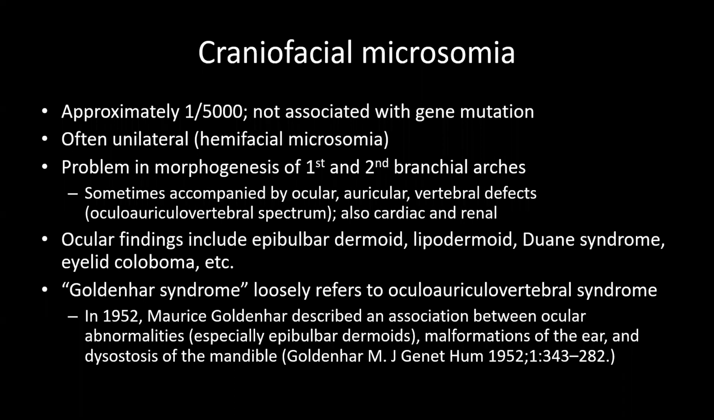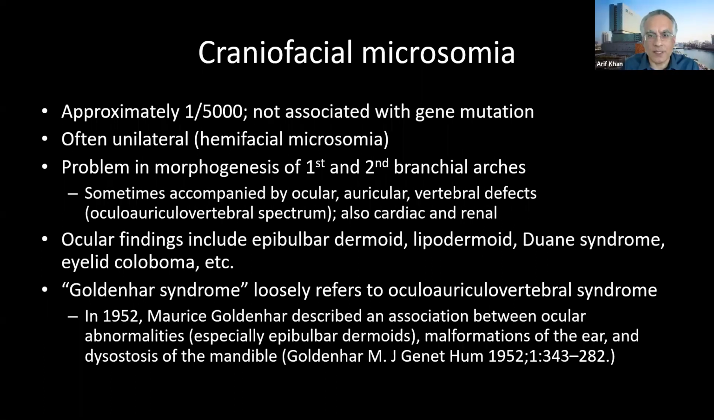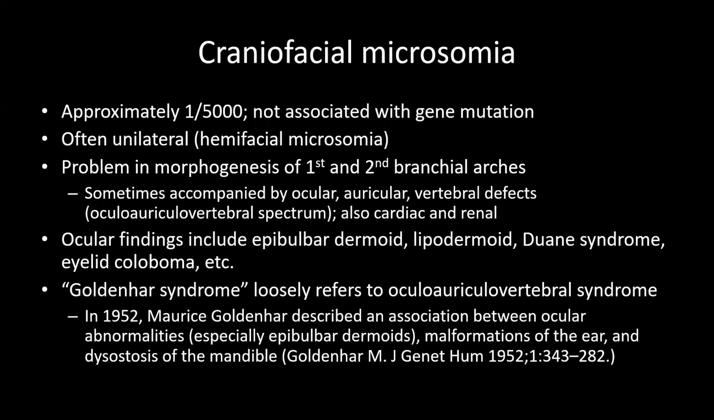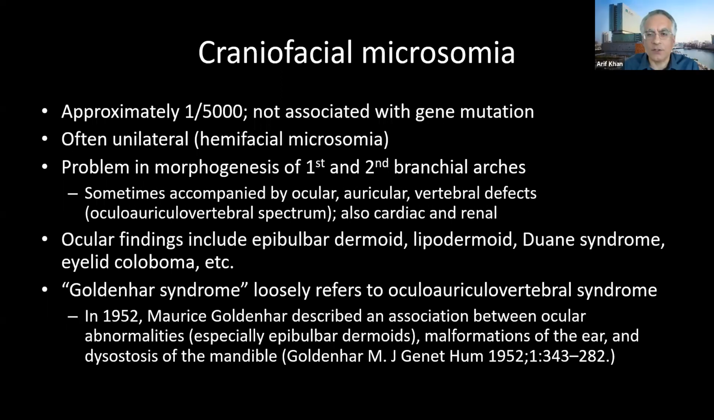The key concept is that craniofacial microsomia can be associated with ocular, auricular, and vertebral defects, particularly the hemifacial microsomia. And people use the term Goldenhar syndrome, but it's not really clearly defined what that is. It's really more precise to call it craniofacial microsomia or hemifacial microsomia. Okay?